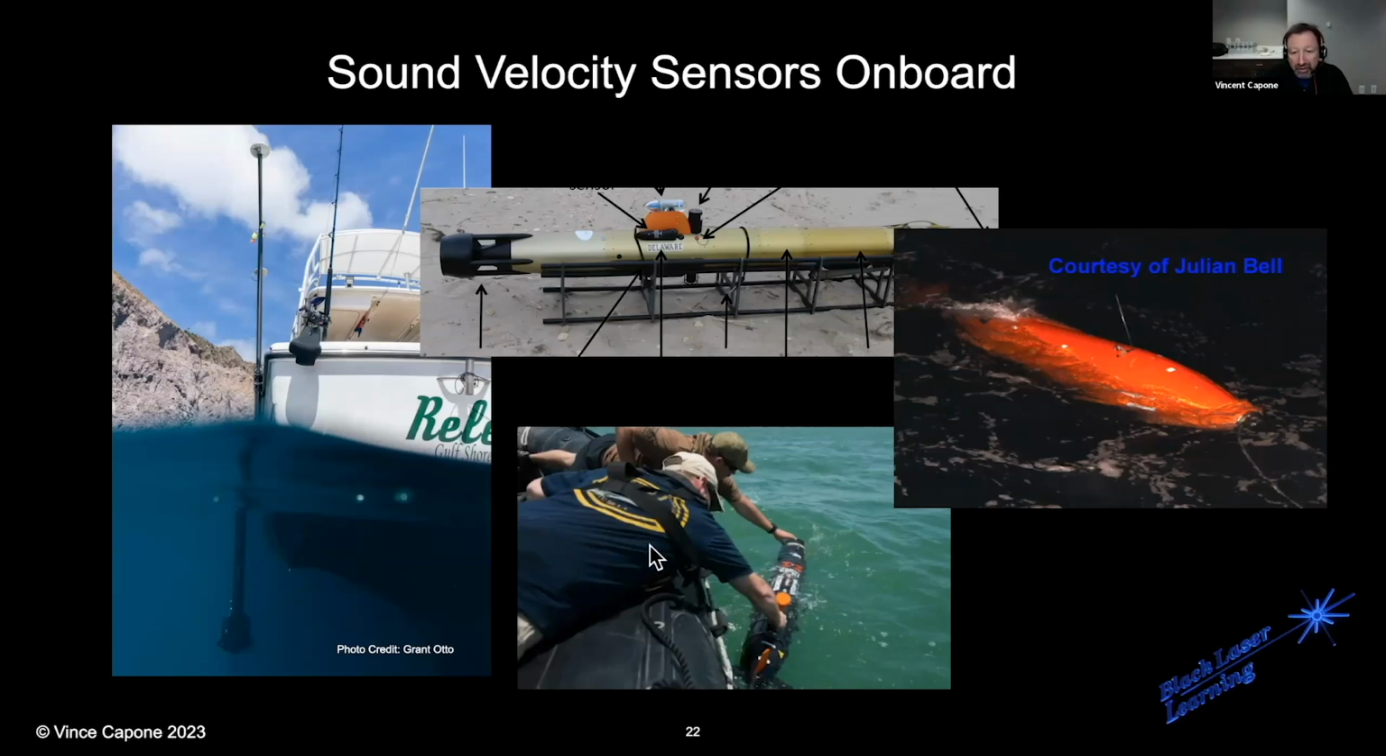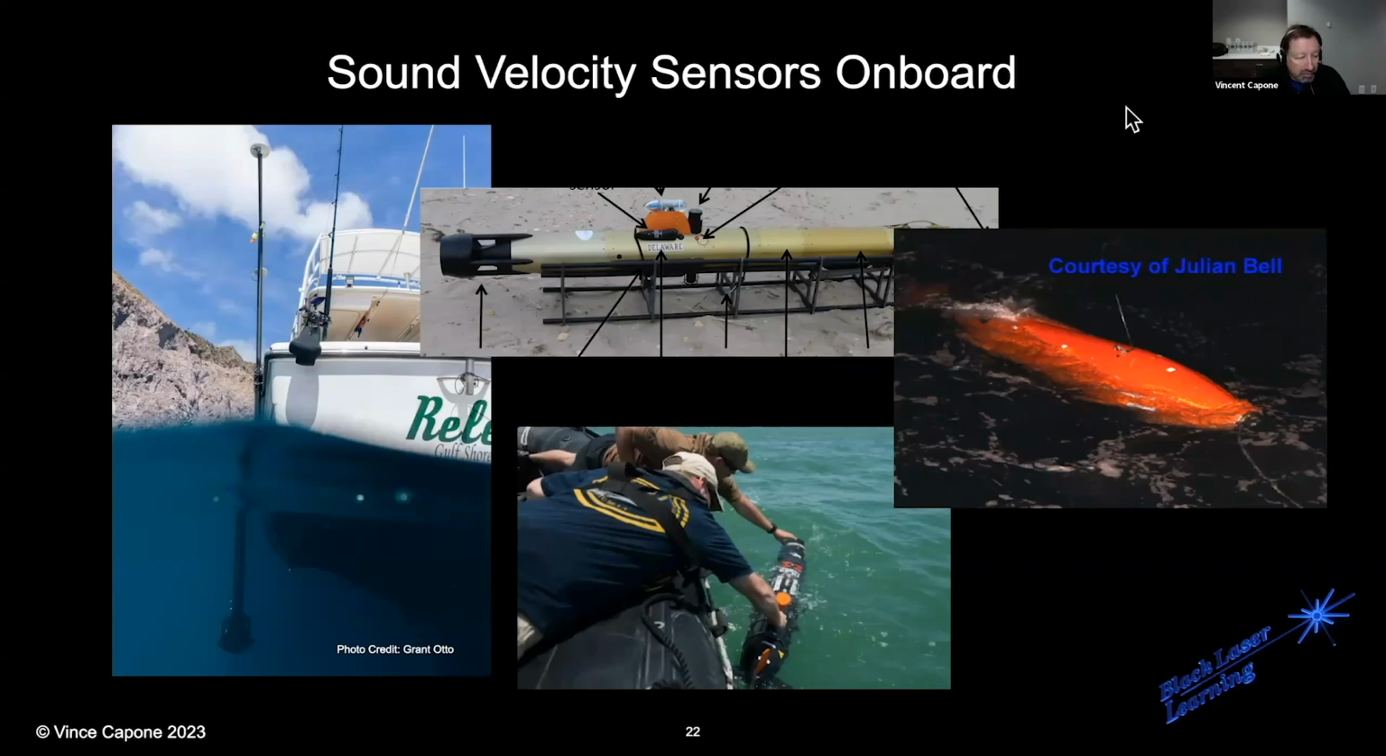Some other things that people don't think about, a lot of the UUVs that are being used have a sound velocity sensor and they're recording that data. So that's another way to get that data. If you're doing UUV ops, you can be recording some of that data as well and using that to help with your mission, your positioning, and things of that nature.